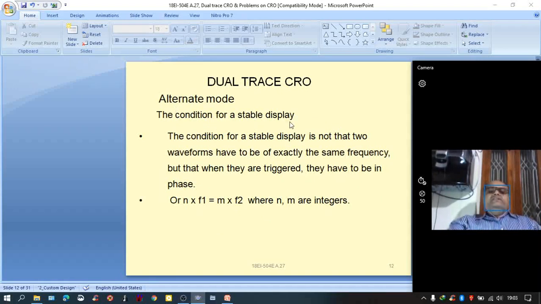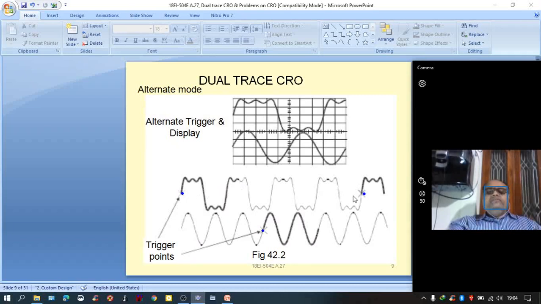The condition for stable display on dual trace CRO in alternate mode. The condition for stable display is not that two waveforms have to be exactly of the same frequency. They can be of different frequencies, that doesn't matter. But when they are triggered, they have to be in the same phase, like this. Whatever may be the frequency of different signals, that doesn't matter.